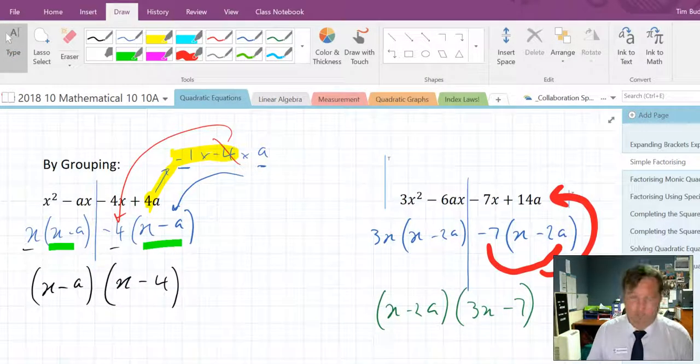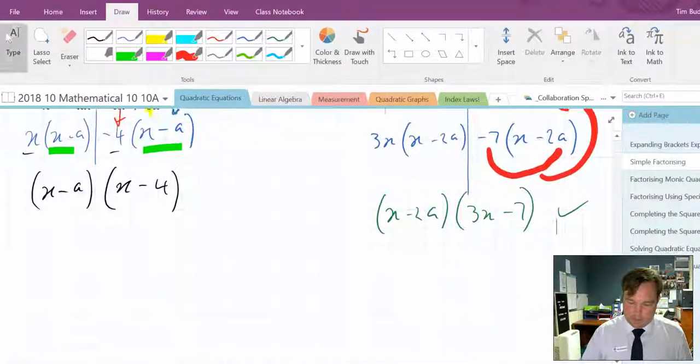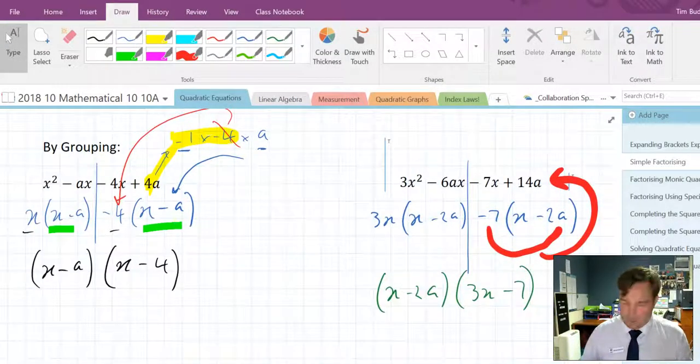Alright, I know that video went for a little bit, but simple factorizing, and then factorizing by grouping. Please take the notes, and I will see you in lesson tomorrow.